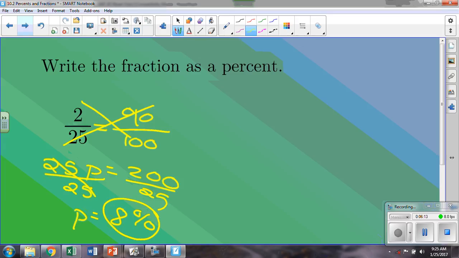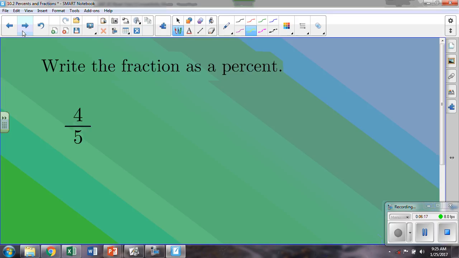There is, of course, a decimal method. We'll do that one with a future lesson. But right now we're emphasizing the proportion method, focusing on fractions instead of focusing on decimals.